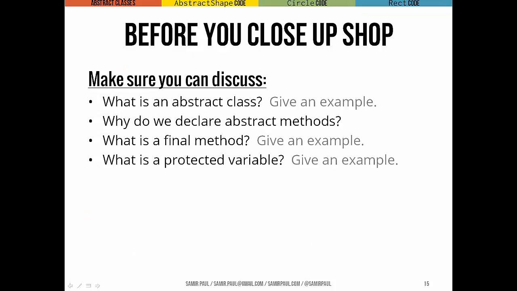Big takeaways here. What's an abstract class? Give me an example. Why do we declare abstract methods? What's a situation in which we might do that? What is a final method, and what does the keyword final do if we declare a method to be final? And what's a protected variable? That's just a review right there. That's it for today, and abstract classes.